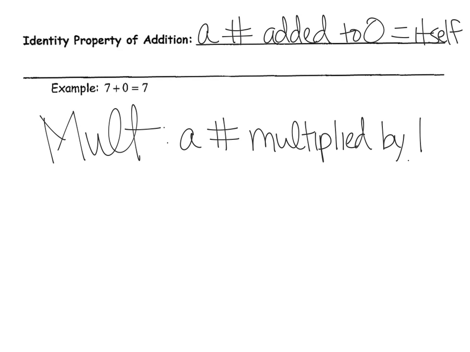by 1 equals itself. So identity property is very much like identity, like yourself. So let's say I said Mrs. Grant plus 0 equals Mrs. Grant. Mrs. Grant times 1 equals Mrs. Grant. Okay, so it works for addition and it works for multiplication.